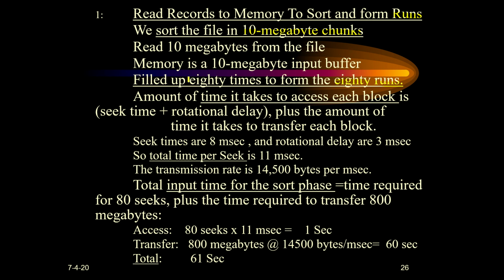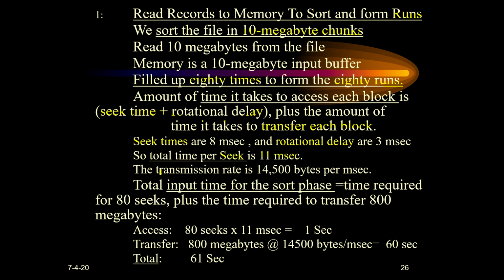Now, each run has to be read 80 times so that the run is completed. So we can say it is 80 seeks. We'll see the calculation so that it is understandable. To calculate the time it takes to access each block, that is each run, it is seek time plus rotational delay plus the amount of time it takes to transfer the block. If seek time is 8 milliseconds and rotational delay is 3 milliseconds, the time of seeking is 11 milliseconds.